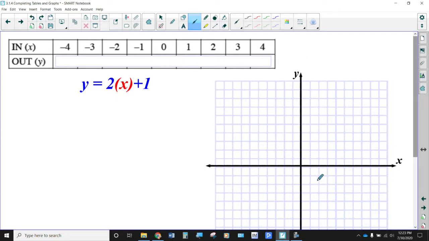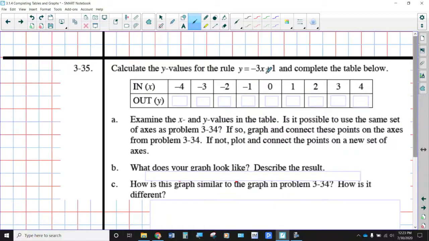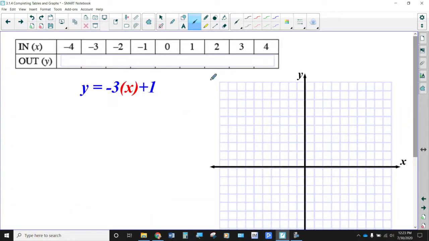Then plot the points, and this should be a straight line, right? All of these graphs that we've been doing have been forming straight lines. Should form a straight line. So go ahead and graph this guy. You'll do the same for this guy. You might have to choose a different axis scale for your y-axis depending on what your output values are.